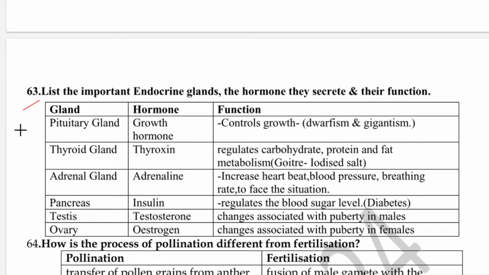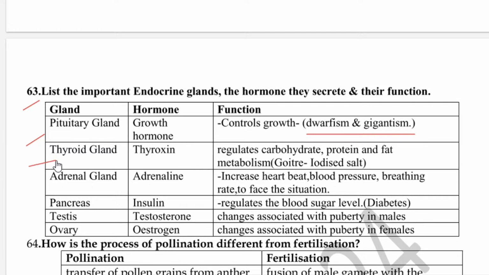Next question. List the important endocrine glands, the hormone they secrete and their function. We can see some of the endocrine glands here and the hormones secreted by those glands and their functions. Number 1, pituitary gland. It secretes growth hormone. The function is it controls the growth, that is dwarfism and gigantism we can see here.